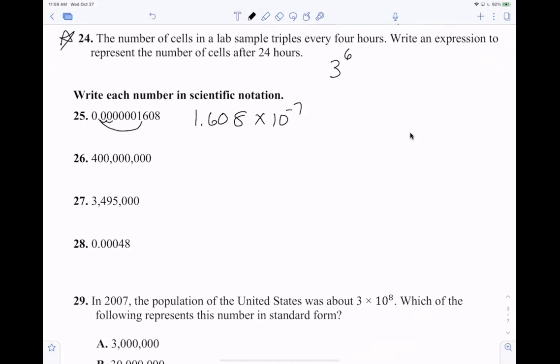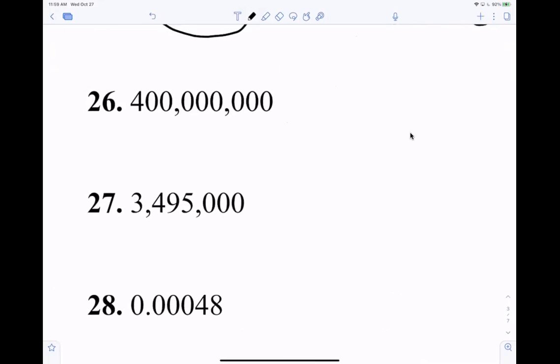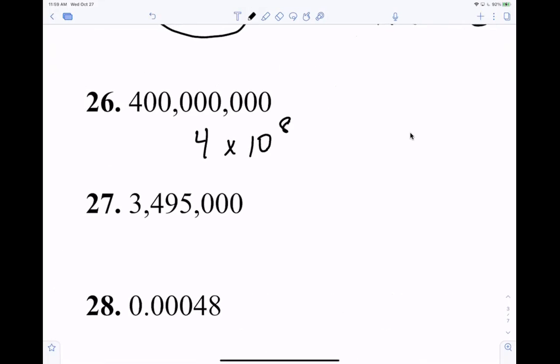I'm going to check him. 1, 2, 3, 4, 5, 6. Yep, he's correct. Negative exponents mean a small decimal. That is correct. Okay, would it be 4 to the 8th power? Yes, ma'am. 4 times 10 to the 8th. I'm happy with that.